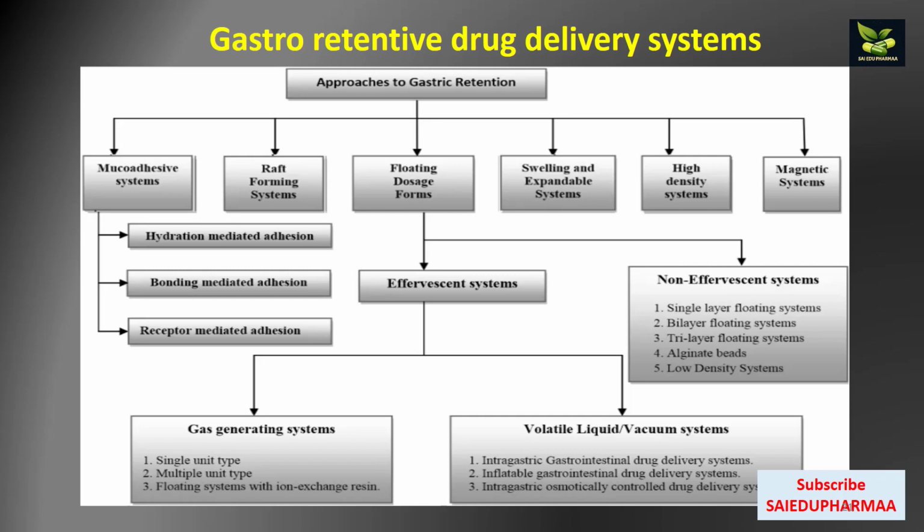And in the case of non-effervescent systems of floating dosage form, there are five types like single layer floating system, bi-layer floating system, tri-layer floating system, then alginate beads and low density systems. So this was the chart which shows what are the approaches to gastric retention.